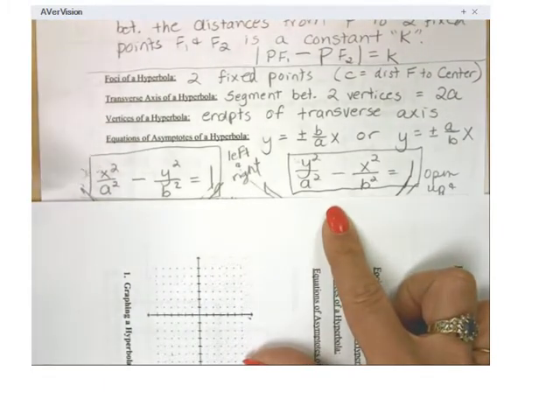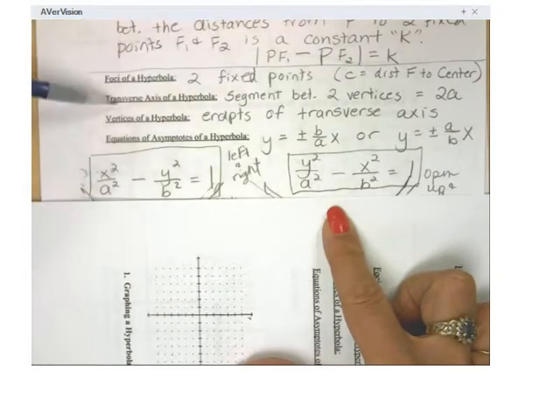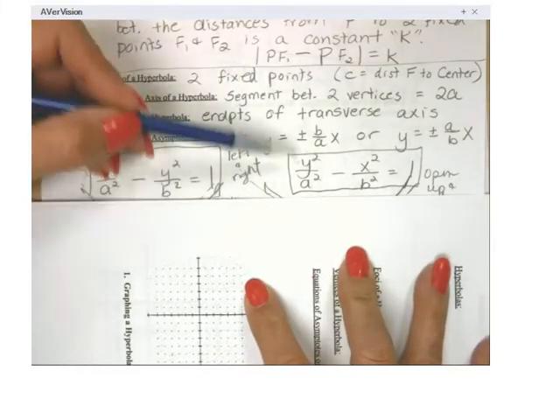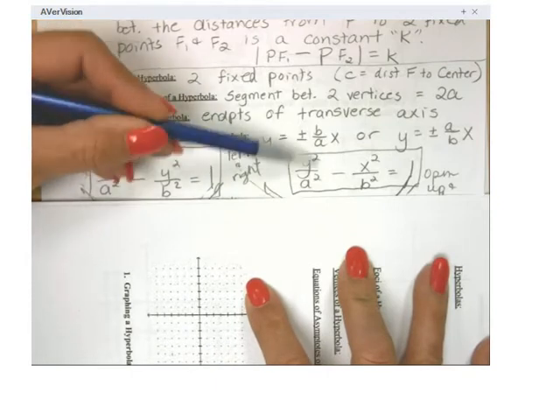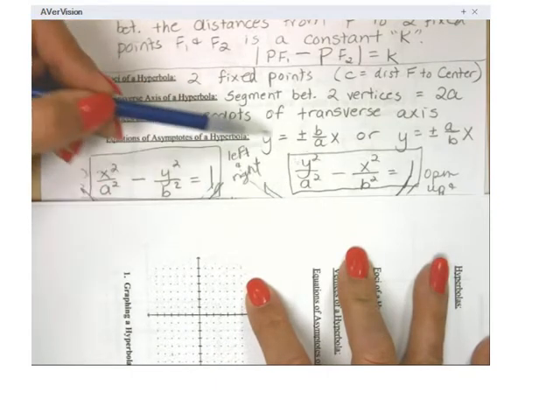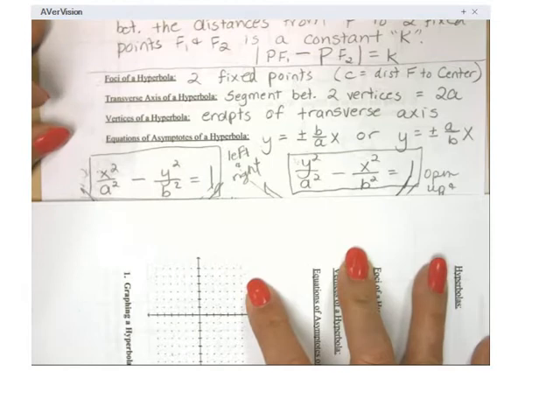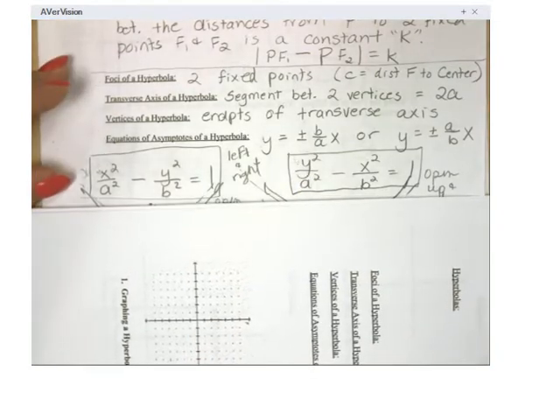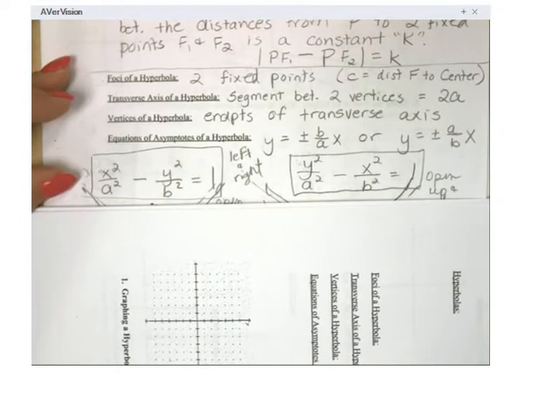And I remember this because I think the x-axis is an axis that goes left and right, and hyperbolas that start with an x squared are going to open left and right. And likewise, a y-axis goes up and down, and if our y is the lead value, then our hyperbola will open up and down. So it's pretty easy for me to remember by just looking at those variables and thinking what the axis does.